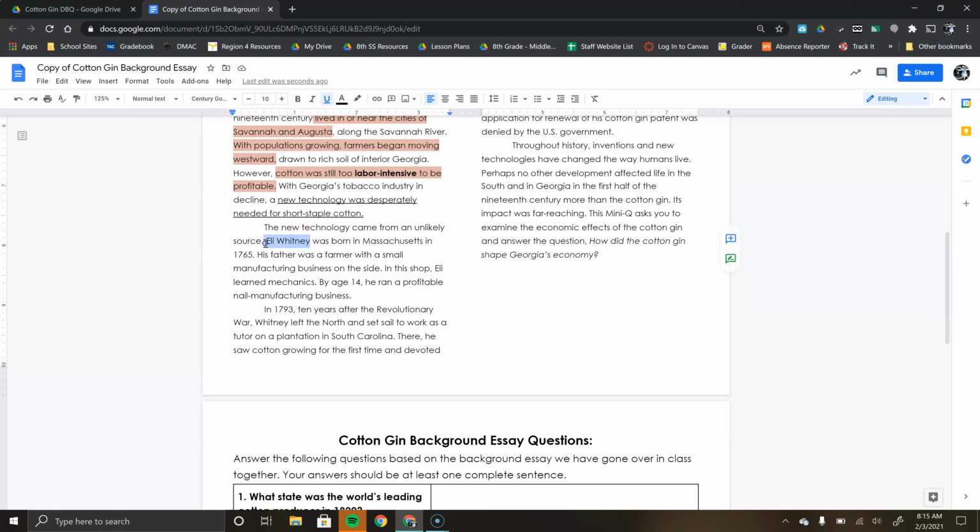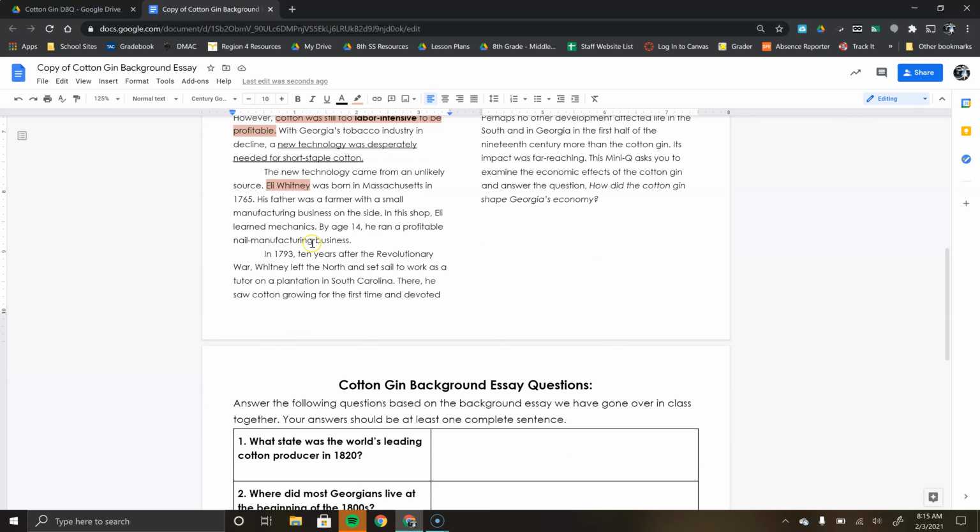All right, I'm just going to highlight Eli Whitney. The rest of this is just like his life before he makes this. So we know he was born in Massachusetts. He's from the north. He was a farmer, but they had a manufacturing business because remember, farms don't do so well in the north. So he knows all about manufacturing.